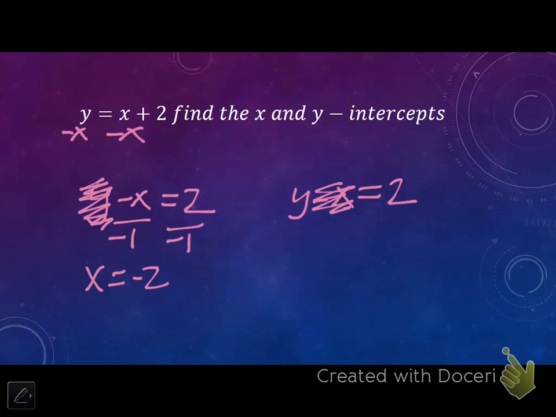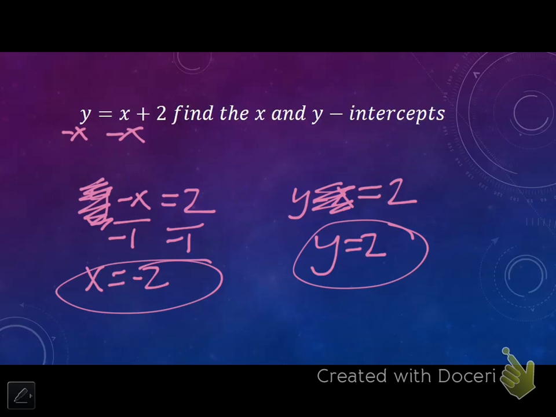For this one, I got to get y by itself. Well, it looks like it's just y equals 2. So you use the cover-up method to find intercepts. You could have also graphed it to see where it crosses your x and y axis at, and that would have worked too.